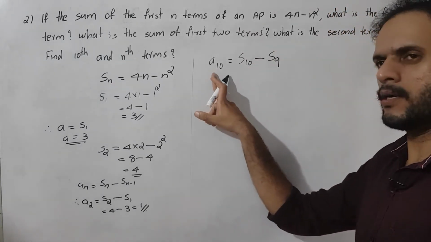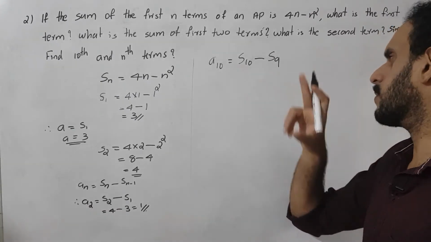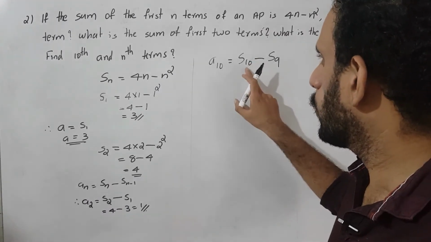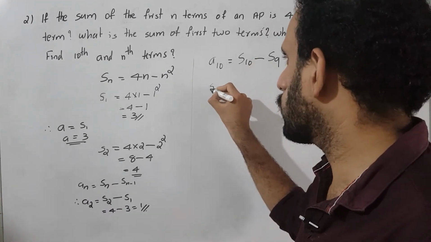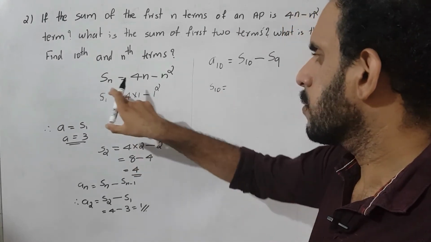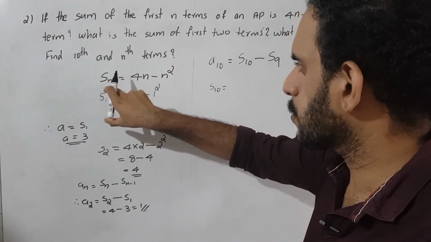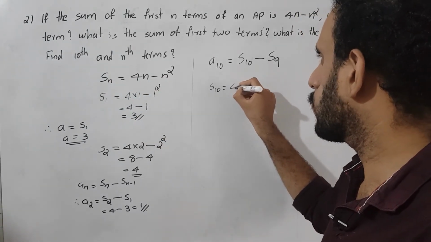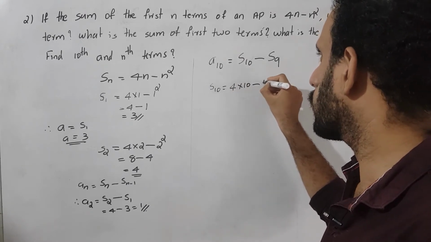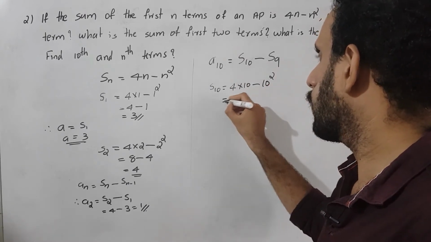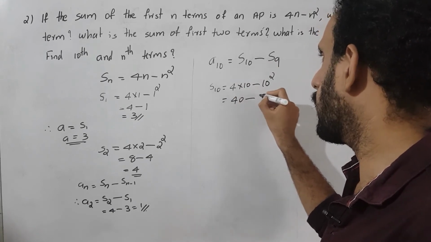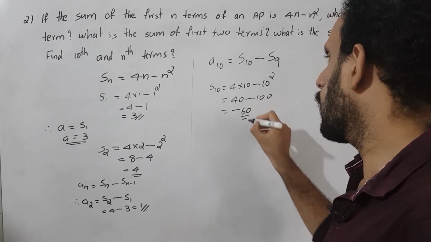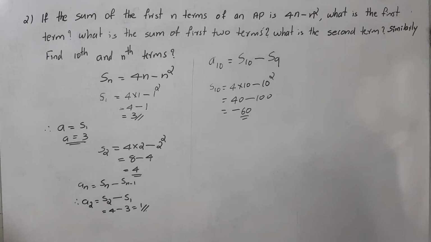അല്ലേ? പത്താമത്തെ ടേം കണ്ടുപിടിക്കാൻ ആദ്യത്തെ 10 ടേമിൻ്റെ സമ്മിൽ നിന്ന് ആദ്യത്തെ 9 ടേമിൻ്റെ സം എന്ത് ചെയ്താൽ മതി? മൈനസ് ചെയ്താൽ മതി. Then here we don't know S10. How to find S10? In this equation, instead of n we substitute n is equal to 10. Then S10 is equal to 4 into 10 minus 10 square. 4 into 10 is 40 minus 100, which is equal to minus 60.